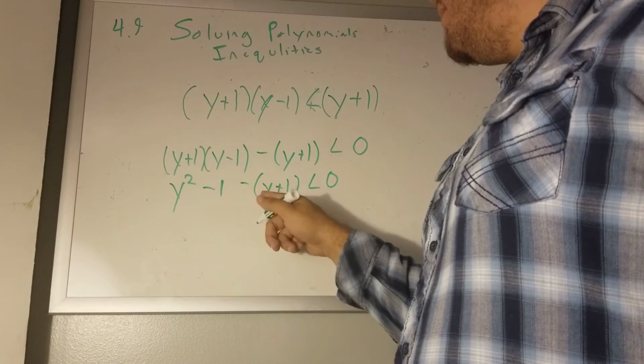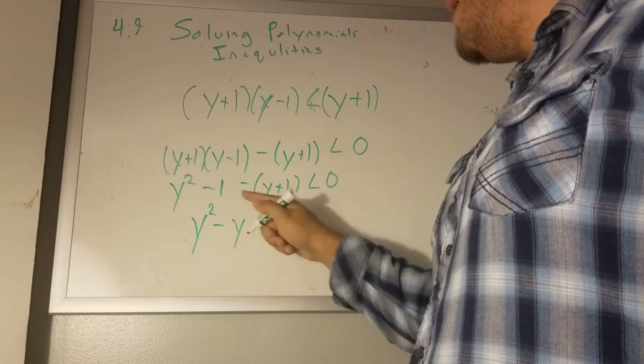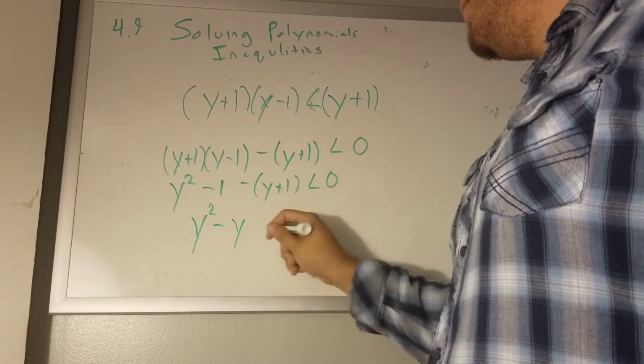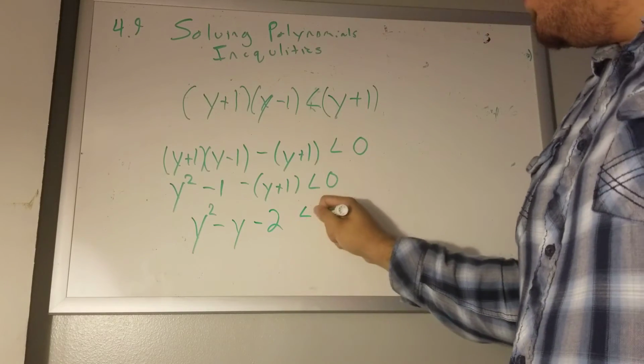So y squared minus y, this is just a normal y, so they can't interact. And negative 1 minus 1 is negative 2, is less than or equal to 0.